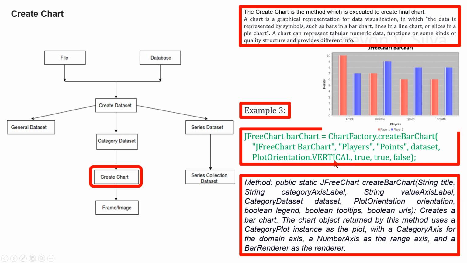Orientation, the plot orientation, horizontal or vertical, null not permitted. Legend, the flag specifying whether or not the legend is required. Tooltips, configure chart to generate tooltips. URLs, configure chart to generate URLs. This method returns a bar chart.